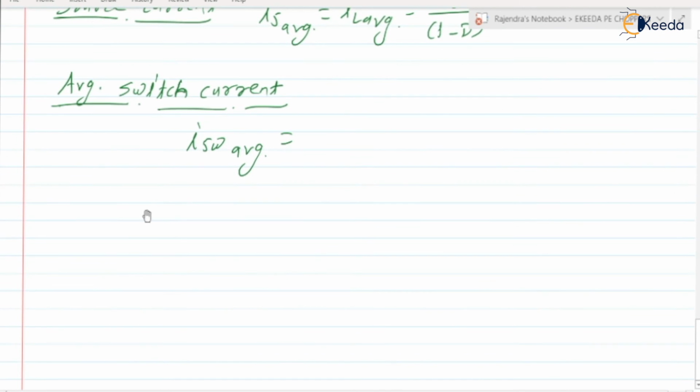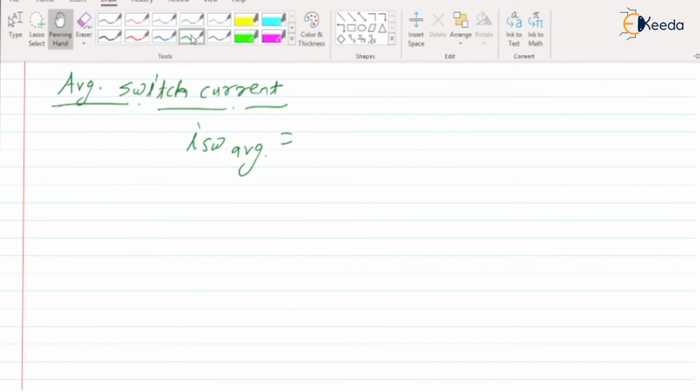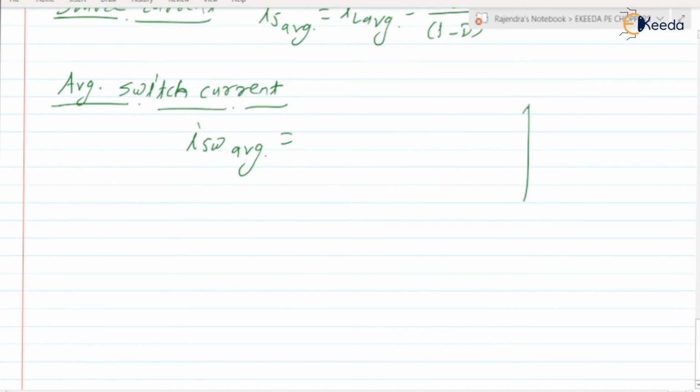ISW is from 0 to t on only, it will flow. From t on to T it will be 0. During 0 to t on it is the same as IL, which is increasing. So we will have this type of waveform. This is the t on, and this is I max.